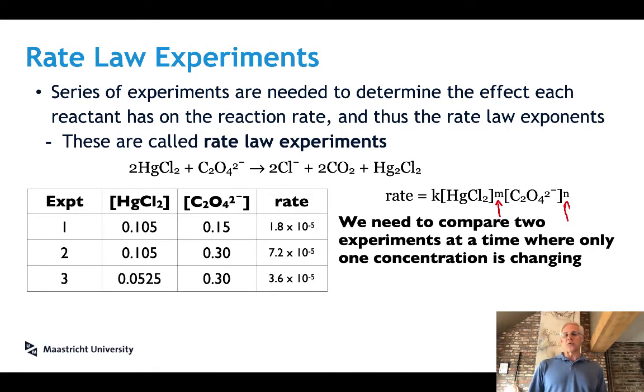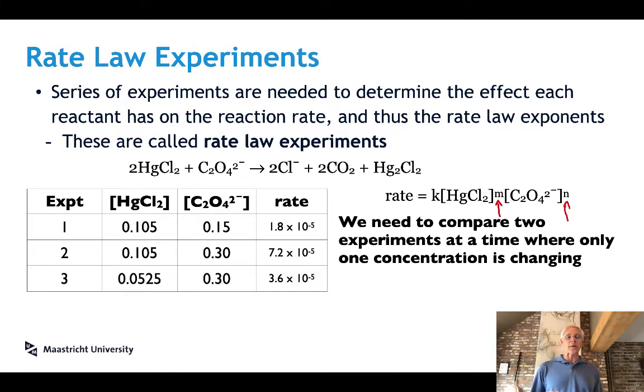So how do we do that? Well, what we want to do is compare two experiments, and only two at a time. And we want to choose two experiments where only one concentration is changing. That way, if the reaction rate changes, we know which reactant had that effect. If we choose two experiments where the concentrations of more than one reactant is changing, then if there's a change in the reaction rate, we don't know if only one of those reactants had an effect on the reaction rate or if they both did.